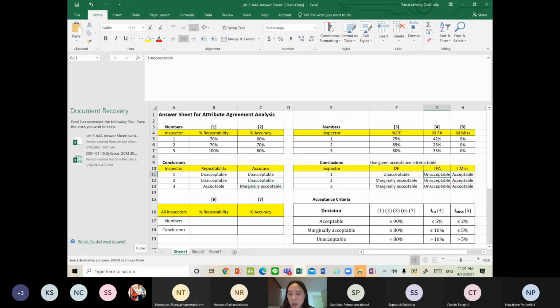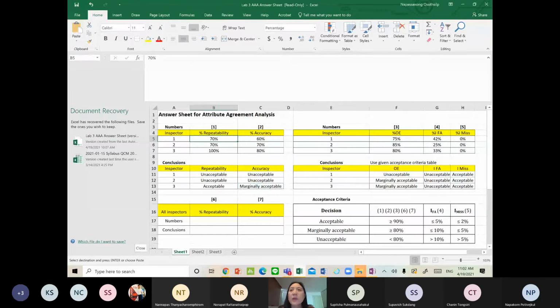About repeatability: repeatability doesn't concern accuracy or the correct result. If inspector number 1's repeatability is 70%, which is unacceptable, that means when he inspects the same part 2 times, he tends to give different results, too many times.